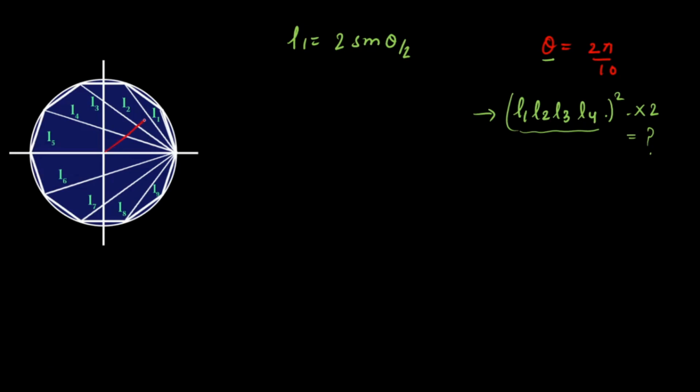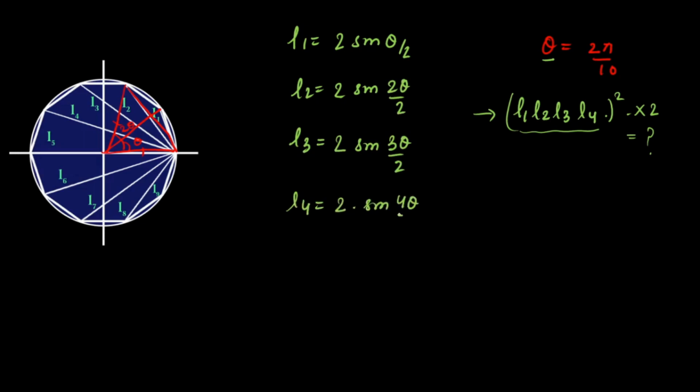Previously I joined this point and let the angle be theta. Now for L2 I'll join this point with the origin and make one more triangle, and if you notice, these two sides are also equal, only the angle is changing. Instead of theta the angle will be 2 theta. So I can write L2 by replacing theta with 2 theta because it's a regular decagon, as 2 sine 2 theta divided by 2. Similarly L3 I can generalize, that is 2 sine 3 theta divided by 2, and so on up to L4, that is 2 sine 4 theta divided by 2.